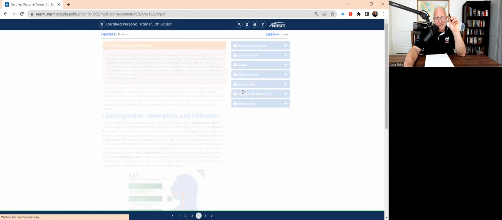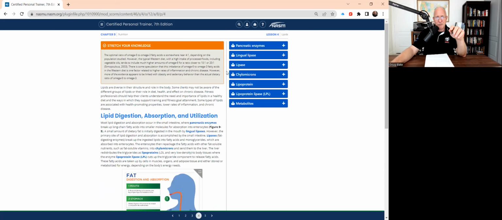Okay, so moving on, key things to remember here. This is just interesting information, by the way, in the stretch your knowledge. Again, it's not a long subpart of the chapter, subheading, subunit of the chapter. So go ahead and read it. Again, this is interesting information, right? It tells us one of the main reasons why we have cardiovascular disease in our country in particular is the overconsumption of omega-6 fatty acids.